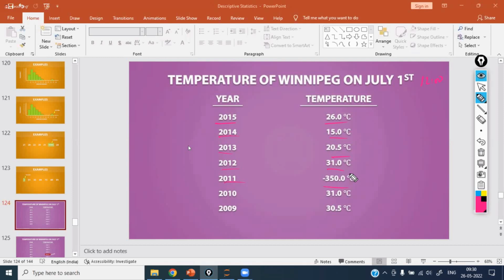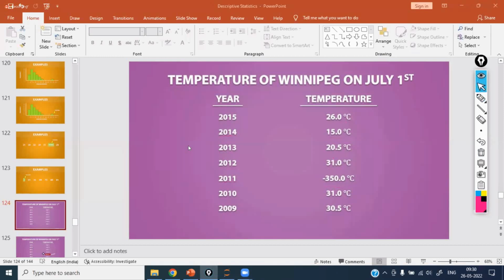Minus 350. Is that possible? Minus 350 centigrade, and any person living? It is some kind of error. Maybe they entered it wrongly instead of 35, or the sensor did not work on that particular day. Every instrument is not perfect, and on that day it got some kind of error. In 2010, 31. In 2009, 30.5.